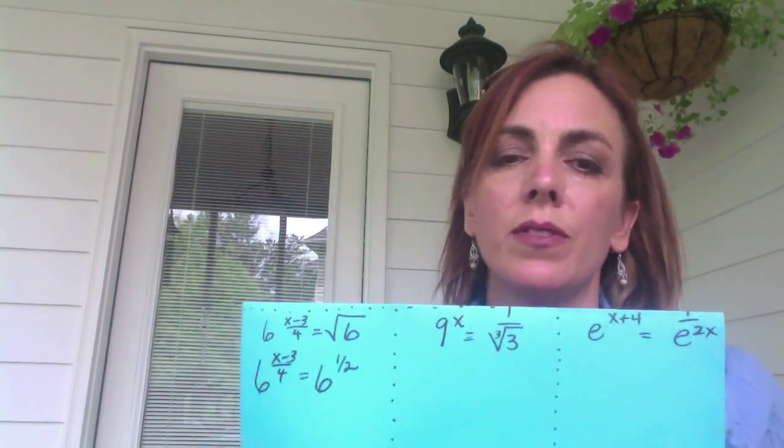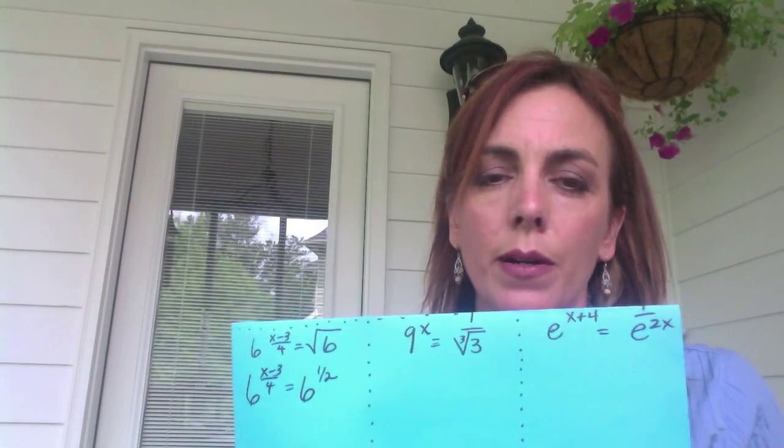Well, we should know that anything under the square root is the same as raising it to the 1/2 power. So I have 6 to the x minus 3 over 4 is equal to 6 to the 1/2 power, and guess what? Drop those bases, equate your exponents. x minus 3 over 4 equals 1/2.